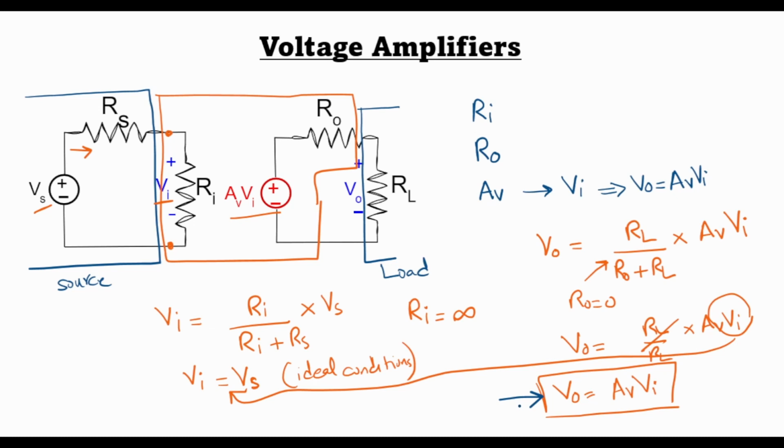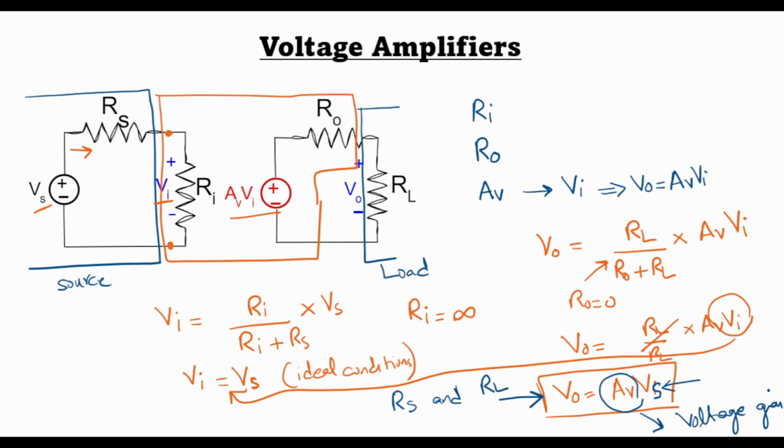So this expression of an ideal voltage amplifier states that regardless of the values of Rs, source resistance, and RL, the load resistance, the output voltage is simply governed by the amplification factor AV, and given an input voltage Vi, this should be Vs. So given an input voltage Vs, we can simply get an output voltage by multiplying the input voltage by this gain called the voltage gain in this case.